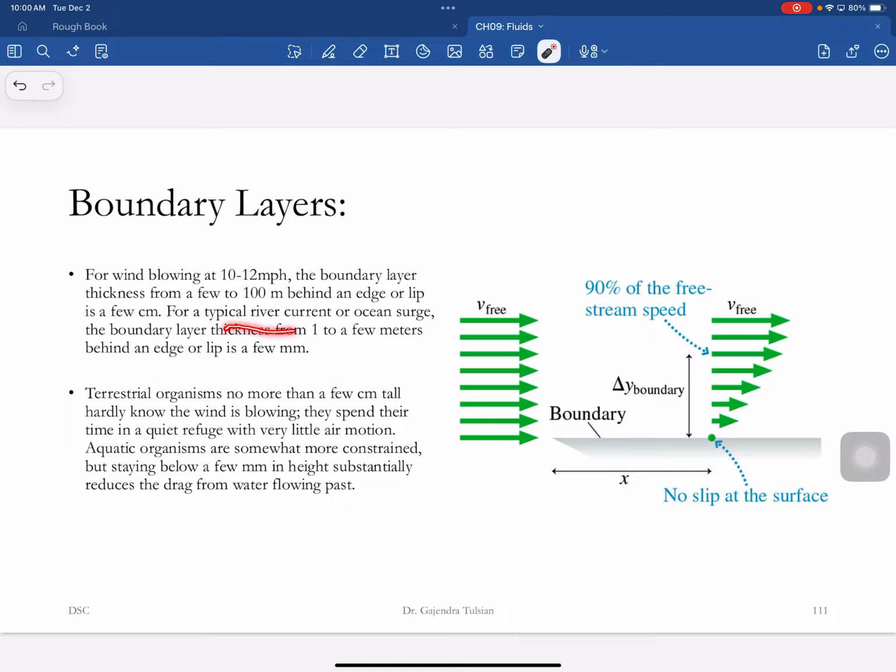So for a typical river current or an ocean surge, the boundary layer thickness, 1 to a few meters behind the edge of a lip, is a few millimeters. That's, let's say, half a centimeter. So you have to be really tiny not to feel an ocean surge. But anyway, that's the boundary layer. Terrestrial organisms no more than a few centimeters tall hardly know the wind is blowing. They spend their time in quiet refuge, like I said.